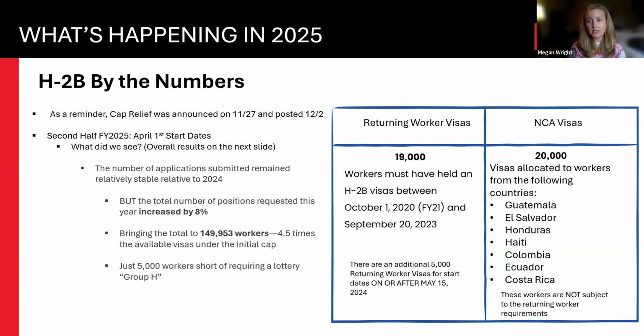They are split into two overarching buckets or categories. One is for what's considered a returning worker, meaning, has that worker, not necessarily come to your operation, but have they held an H-2B visa at least once within the past 3 fiscal years? Or are they coming from what's called an NCA country, which is listed out there? And there is a very large bucket of those visas available.